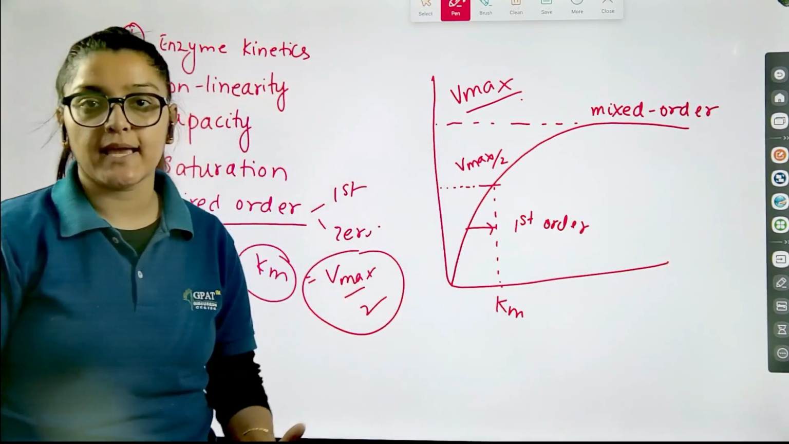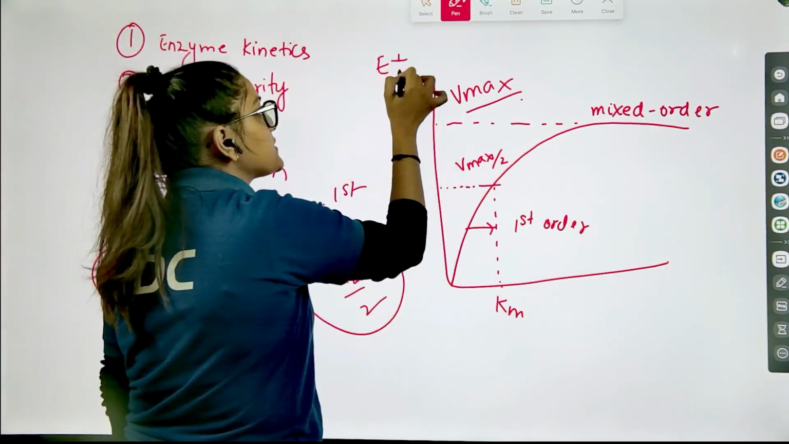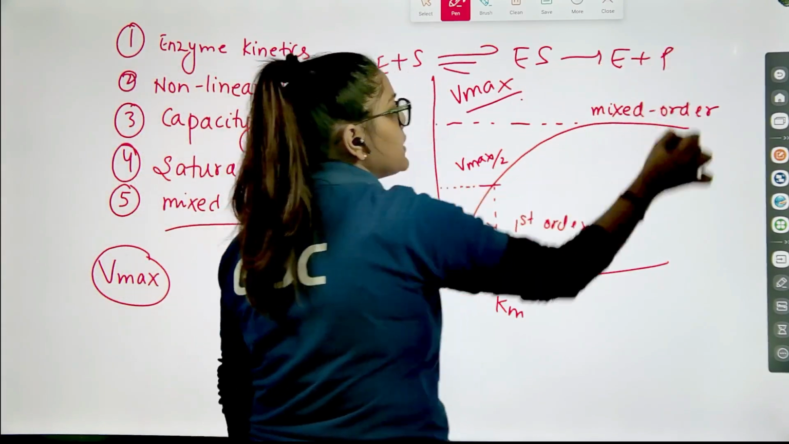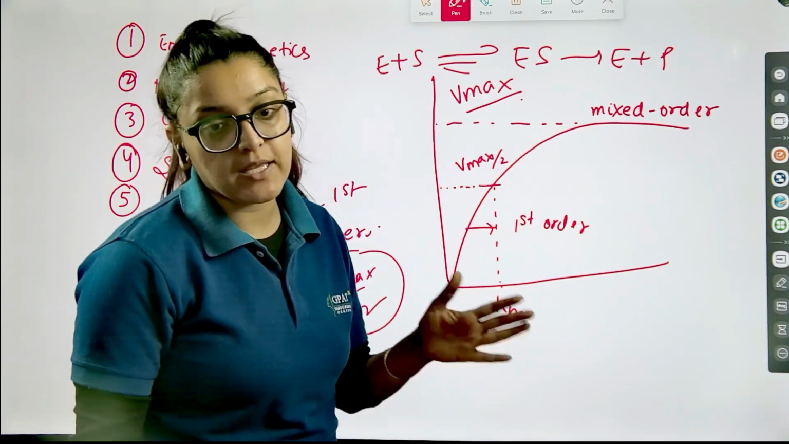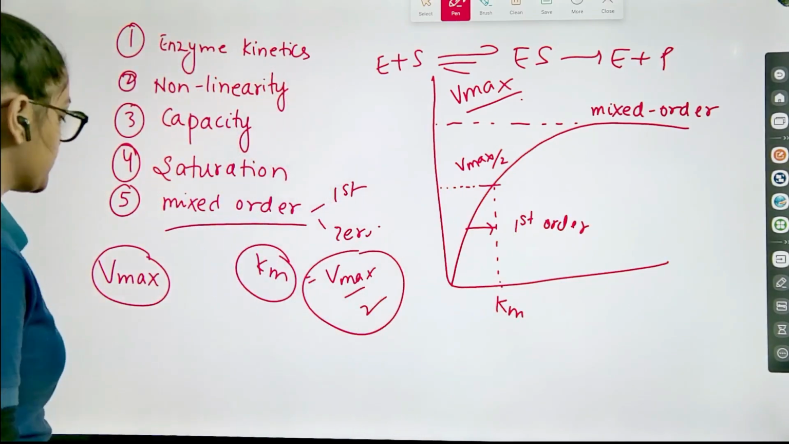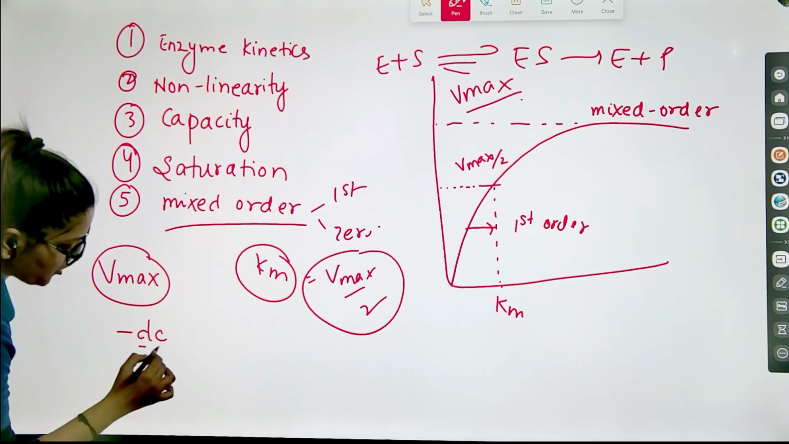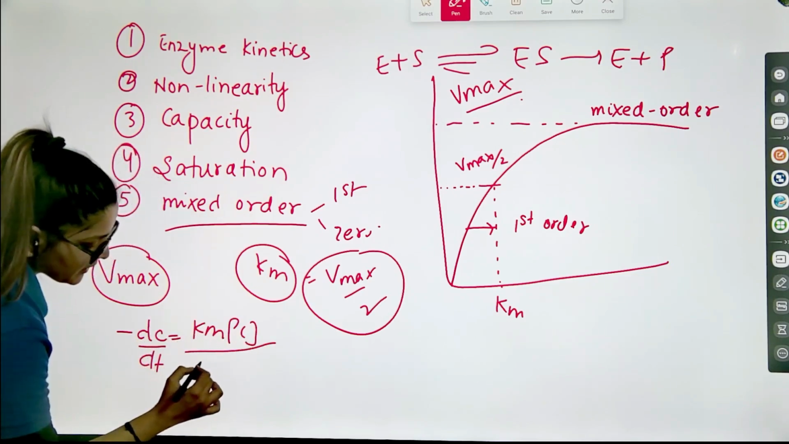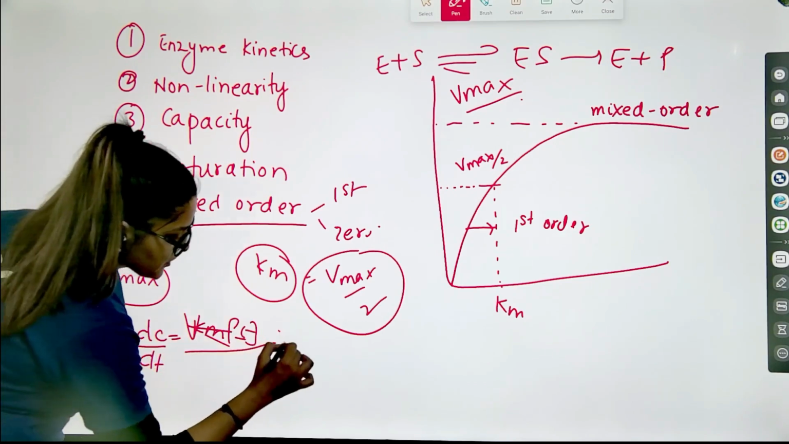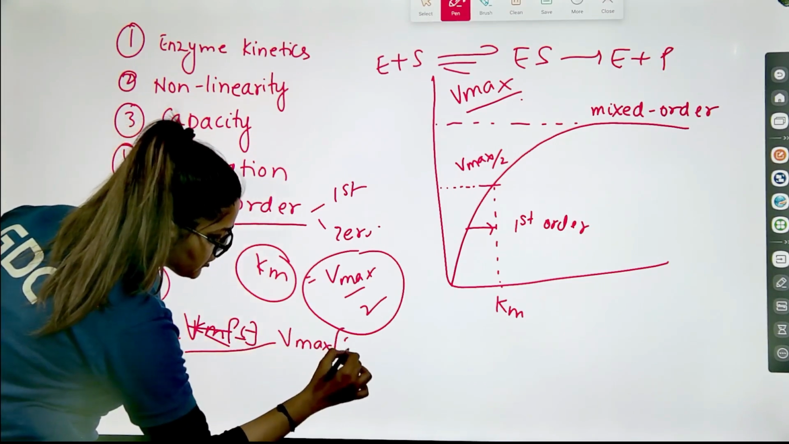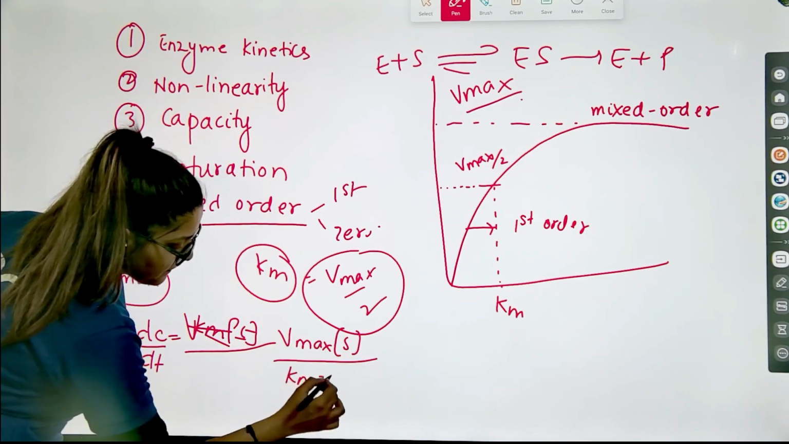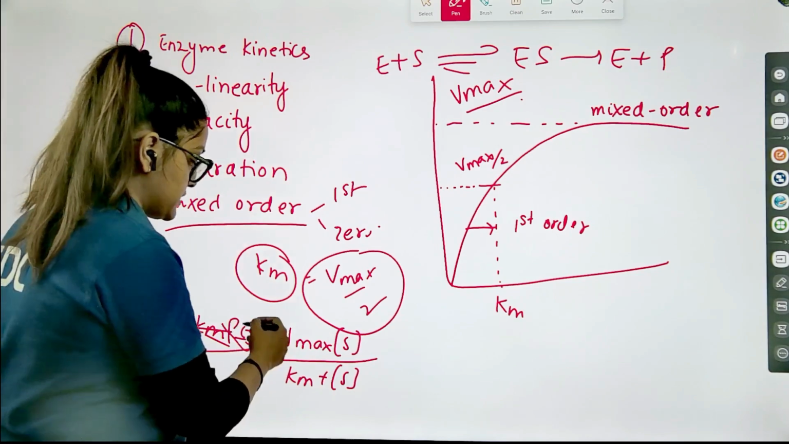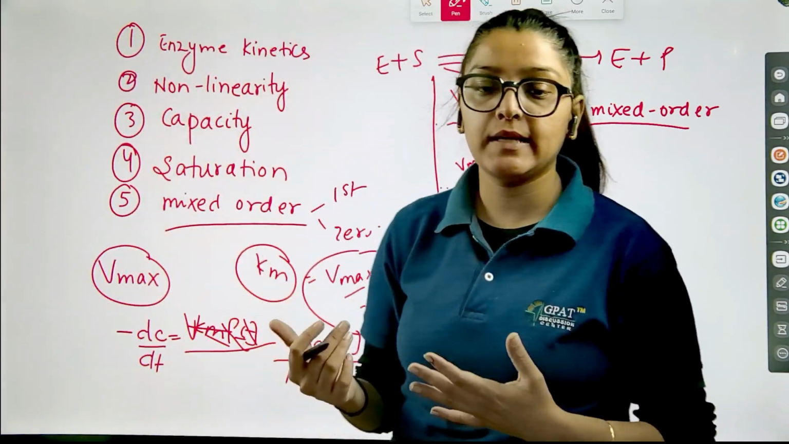We already know that the enzyme forms a complex with the substrate, forming the enzyme substrate complex, which then turns into enzyme and the product. So the Michaelis-Menten equation will be minus dC upon dt equals Vmax into substrate concentration upon Km plus substrate concentration. This is the equation for the Michaelis-Menten equation that explains the non-linearity.